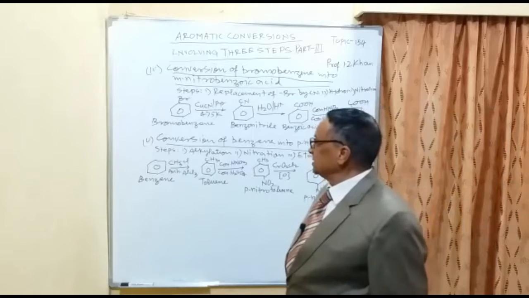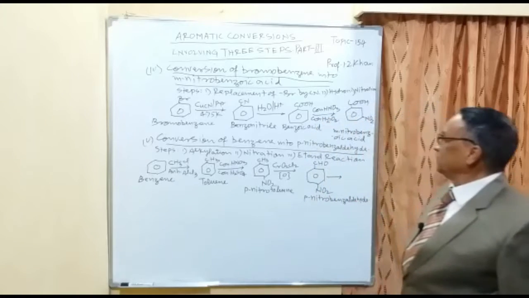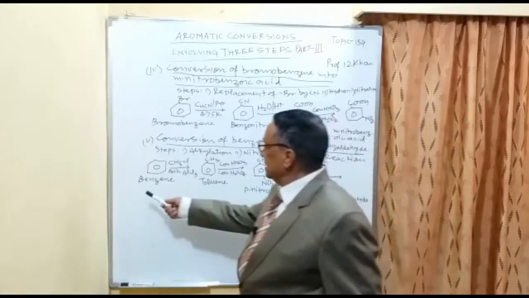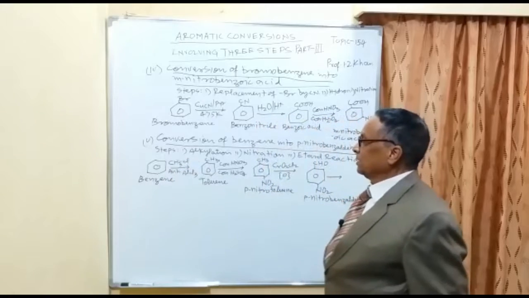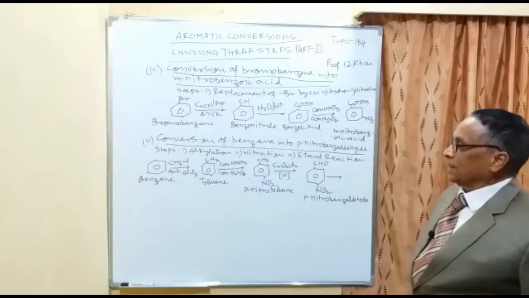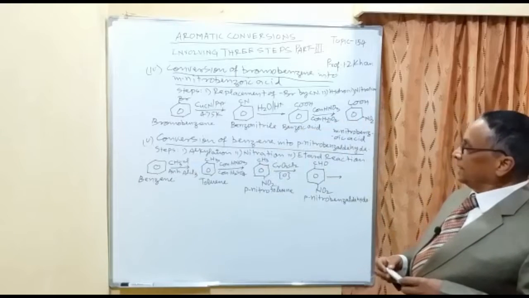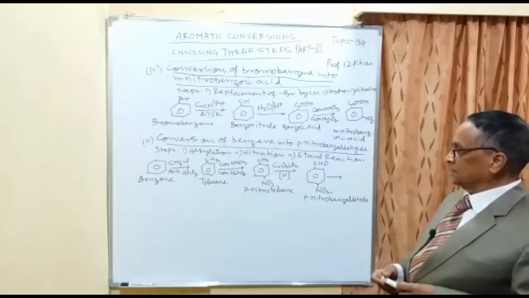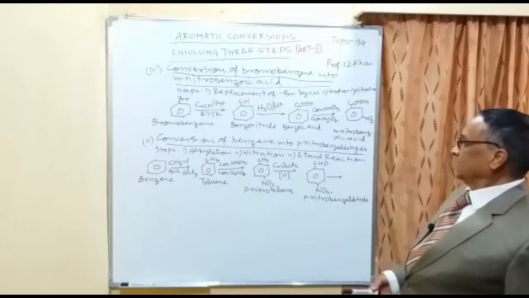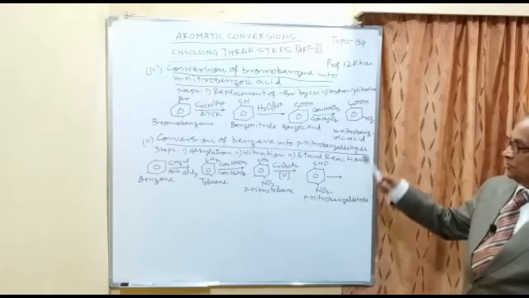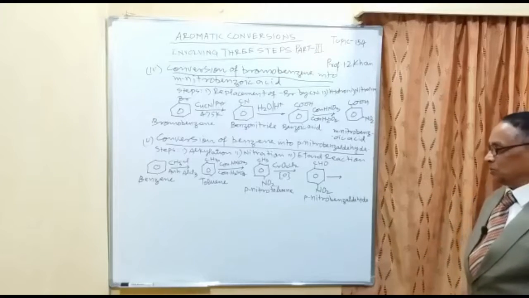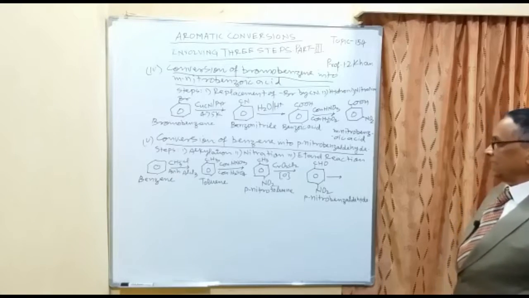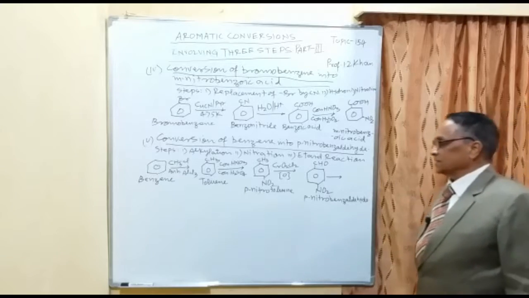Number 5 conversion is the conversion of benzene into p-nitrobenzaldehyde. So here the benzene conversion has 3 steps. The first step is alkylation, where an alkyl group is introduced, and then nitration in the presence of concentrated nitric acid and concentrated sulfuric acid. Then the Etard reaction. The Etard reaction means when p-nitrotoluene is subjected to oxidation, it is converted into p-nitrobenzaldehyde. That reaction is called the Etard reaction, that is a name reaction.